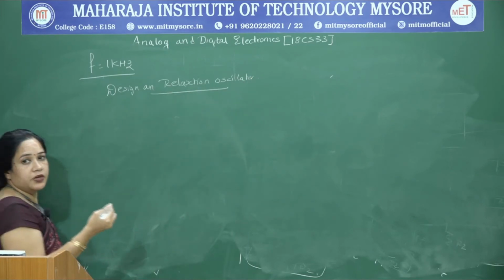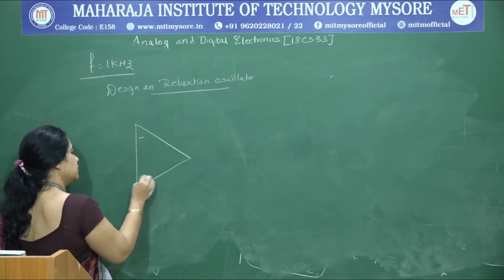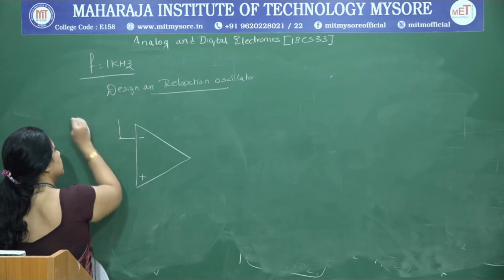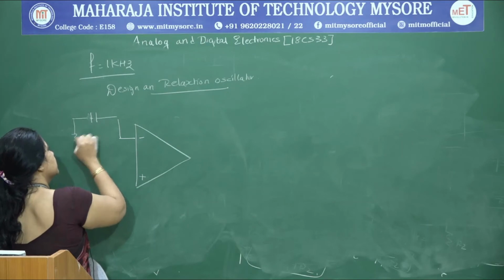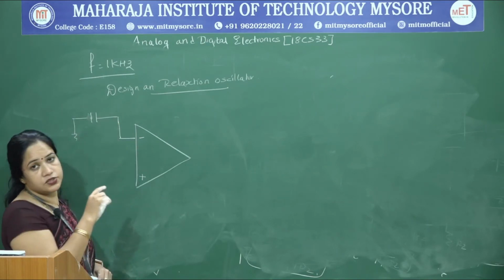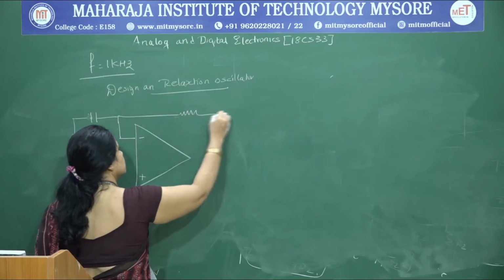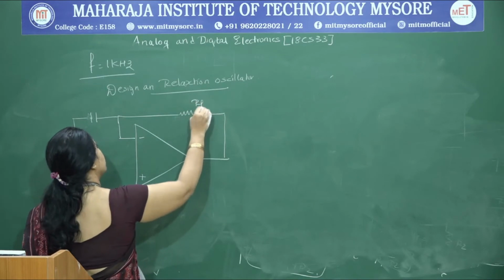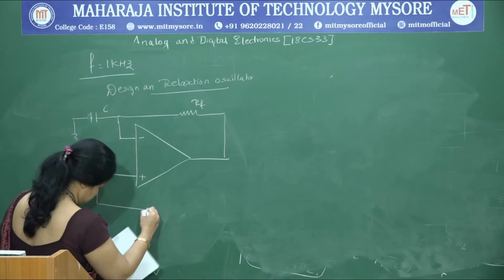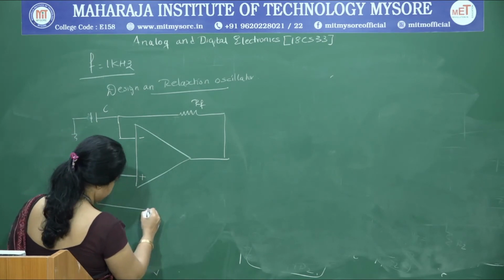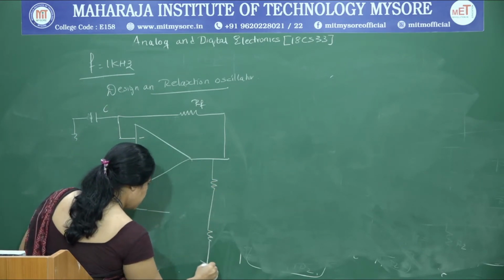So, we will take up the circuit of a relaxation oscillator. It has a capacitance, and the charging and discharging of this capacitance determines the output waveform. Let me call this RF and this C, and here we have resistance R1.